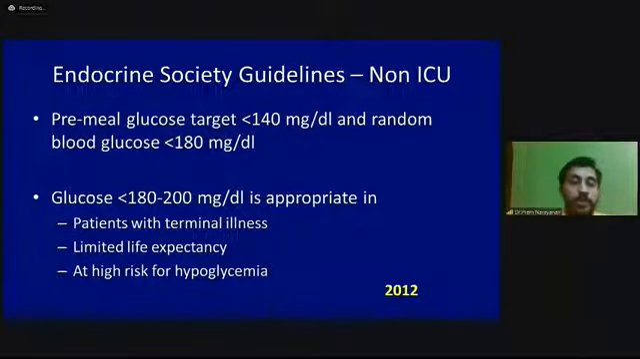on the non-ICU setting. Pre-meal target less than 140 and random glucose less than 180. Glucose less than 180 to 200 is appropriate in patients with a terminal illness, those with limited life expectancy, or those at high risk for hypoglycemia.